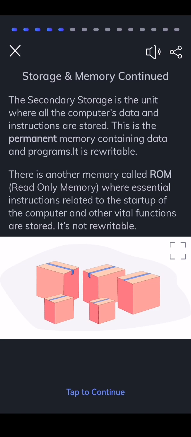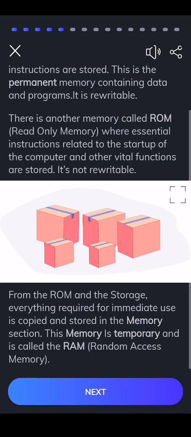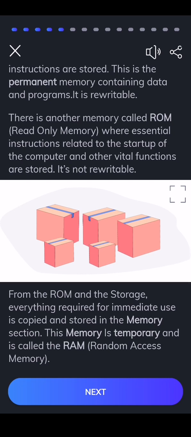There is another memory called ROM, read-only memory, where essential instructions related to the startup of the computer and other vital functions are stored. It's not rewritable. From the ROM and the storage, everything required for immediate use is copied and stored in the memory section. This memory is temporary and is called the RAM, random access memory.